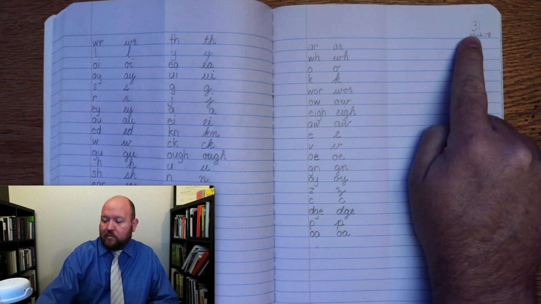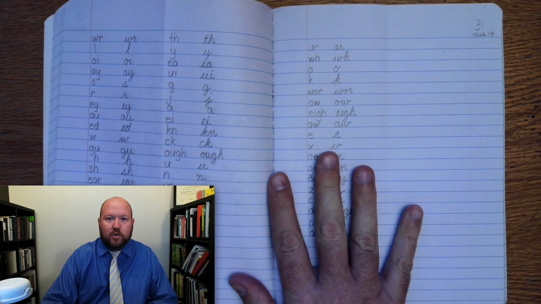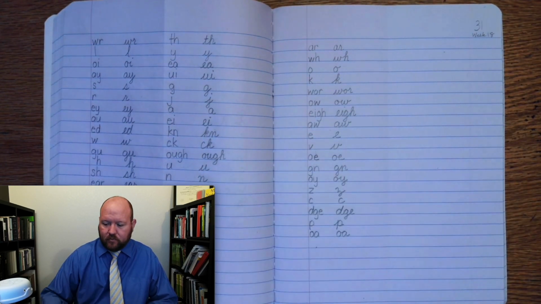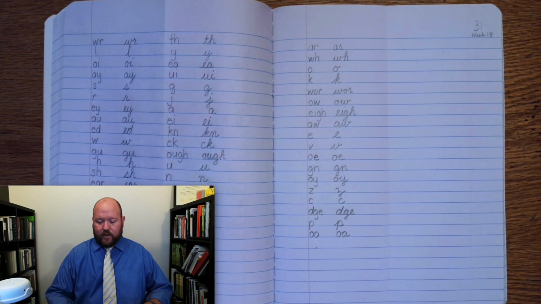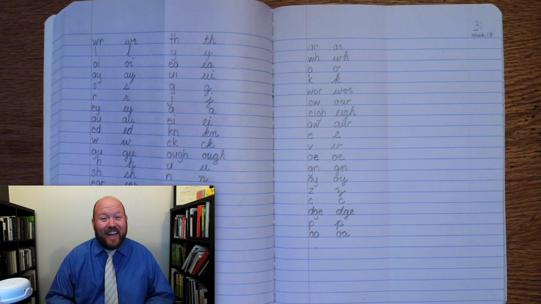All right, now let's go ahead and do our written phonogram review. So we should be on page 31 in the front portion of our spelling book. So let's go ahead and do that. I will say the sound. You will say the sound and write it. I will write it in manuscript for first and second grade and cursive for third through fifth.